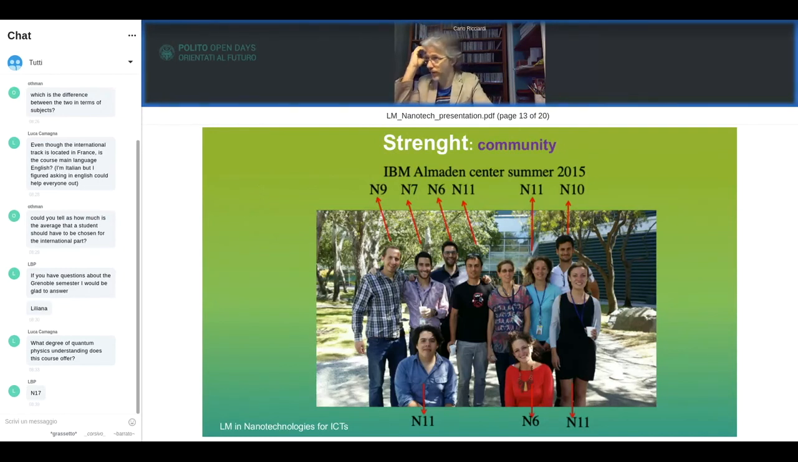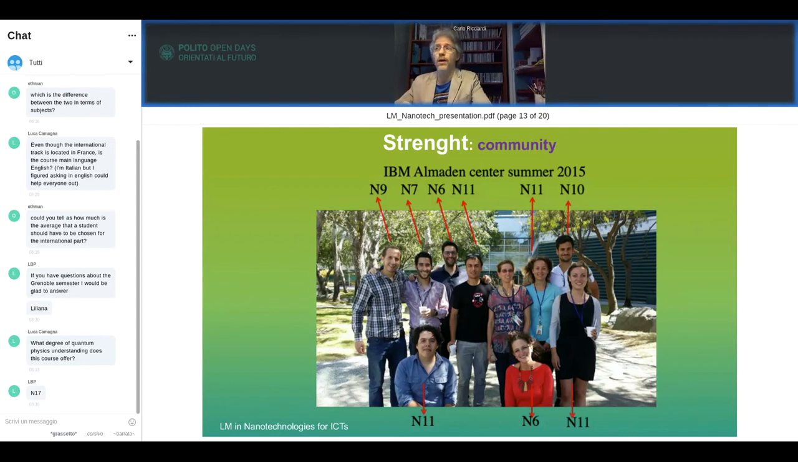And this is also thanks to another strength that is the community. So what we are proposing here is not a master degree in nanomaterials or something like that. There are others in Europe or also in Italy about nanomaterials. They are commonly under, let's say, the environment of materials science or materials engineering. While here it is nanotech for ICT, so nanoscience, nanotechnology to develop new devices for ICT. So that's a pretty focused and unique feature that the students have.